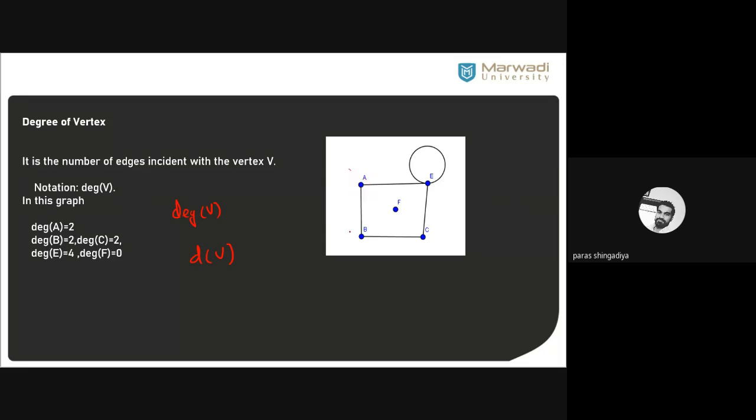Then degree of B is also 2, because two edges are connected with B, that is this one. Here the notation is not there, but we can easily understand that two edges are connected. Okay. Then C: degree of C is also 2. Clear? C has degree 2, that is true.